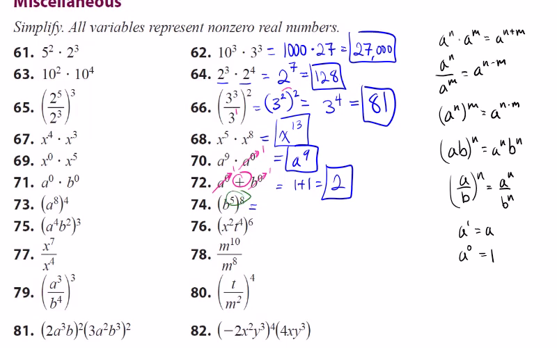All right, so here, b to the 5th to the 8th power, this is the power rule. So we can multiply those exponents together. So we get b to the 40th.